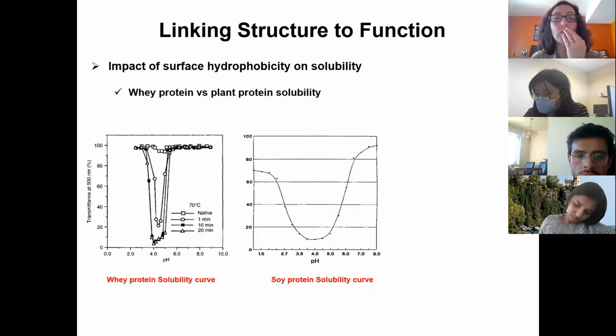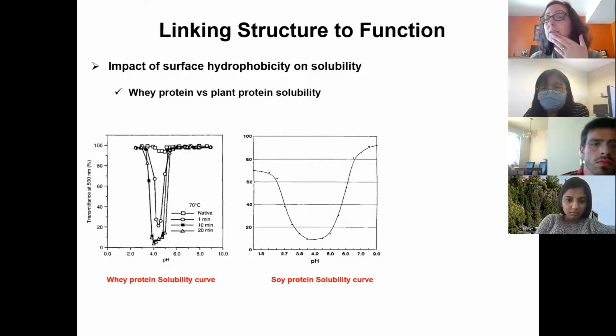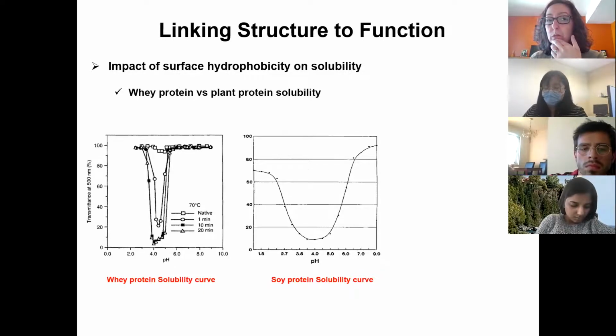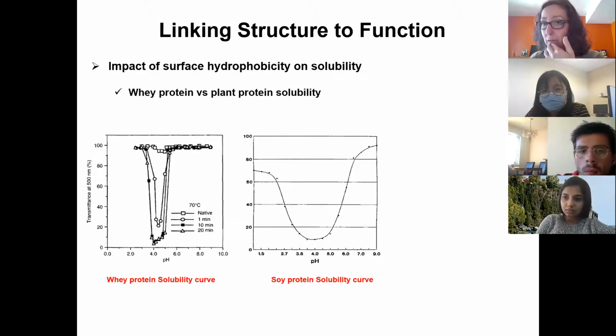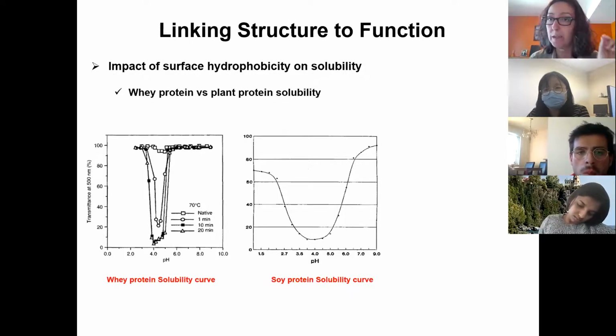So these are two different proteins, whey protein and plant protein. I get a lot of requests from industry saying, can we make this type of plant protein act as whey protein? And we can put them in clear beverages? And I go, no, we can enhance the solubility of plant proteins, but they will never act like whey protein. Why? There are structurally fundamental differences between these two proteins. So here is the structurally fundamental difference.